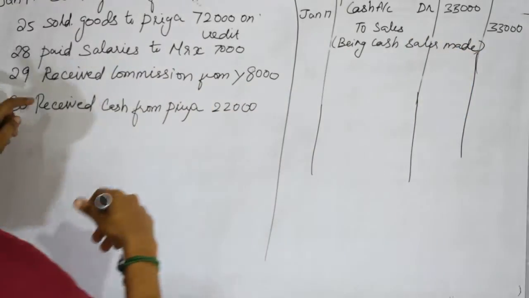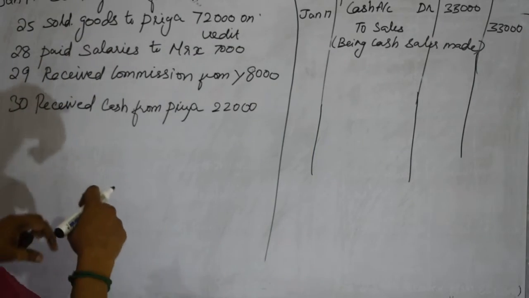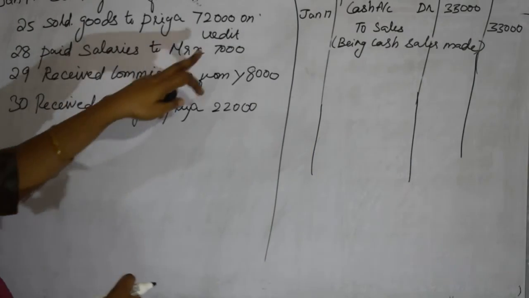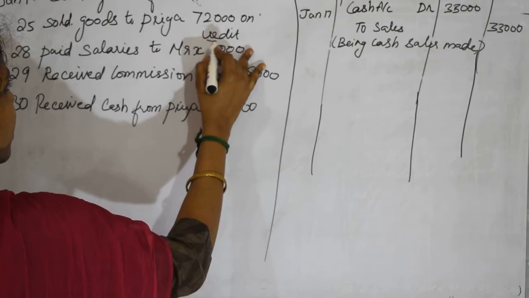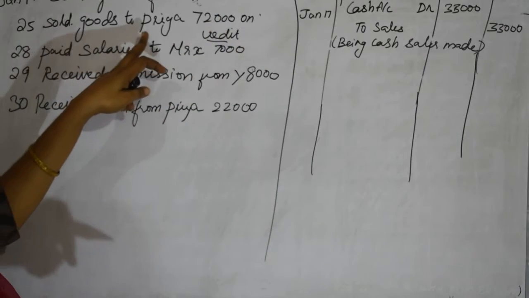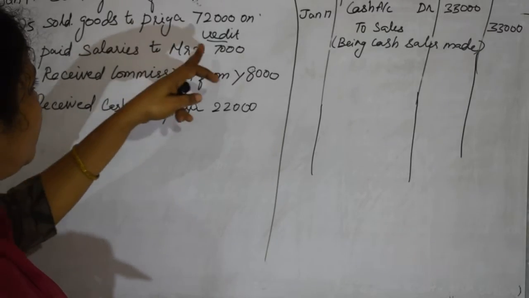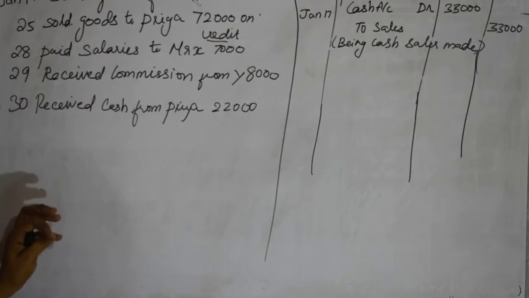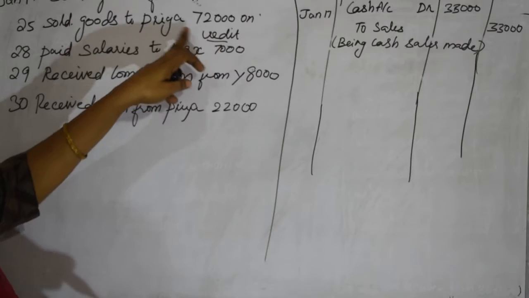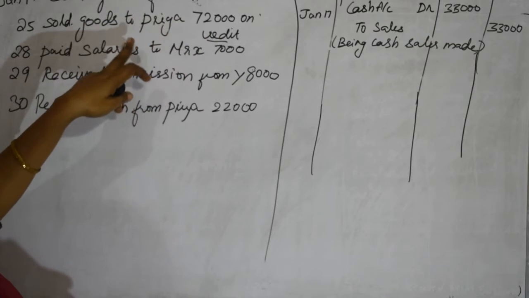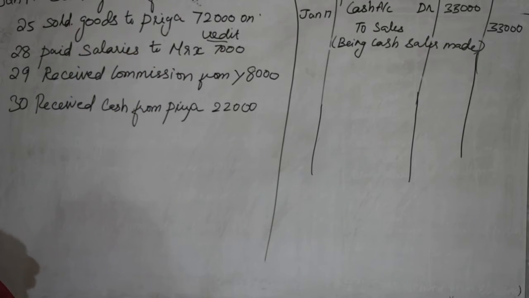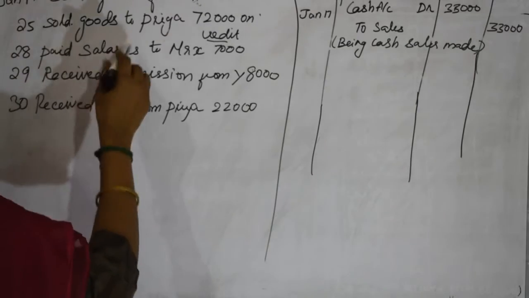Next thing is sold goods to Priya, 72,000 on credit. Here it is given credit. Credit means we are selling the goods to Priya on credit, so it will be for a period of 6 months or 3 months. We are giving the credit period, so selling the goods to Priya.